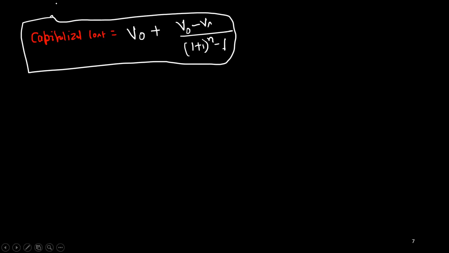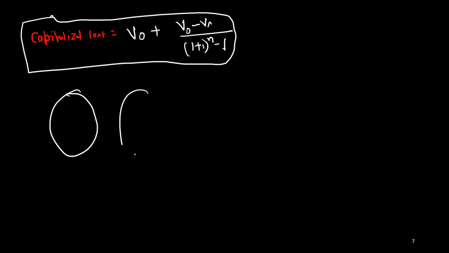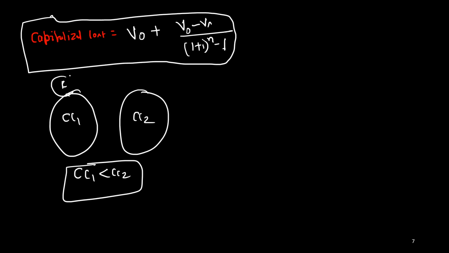What V naught is and what Vs is, I have already written. So the investment option which has the lower capitalized cost should be selected. Obviously you want to put less money initially in order to get the replacement cost, because initially you will have a smaller amount during the operation of the plant. So if you have two assets with capitalized cost 1 and capitalized cost 2, and let's say CC1 is less than CC2, this one is equipment one and this one is equipment two.